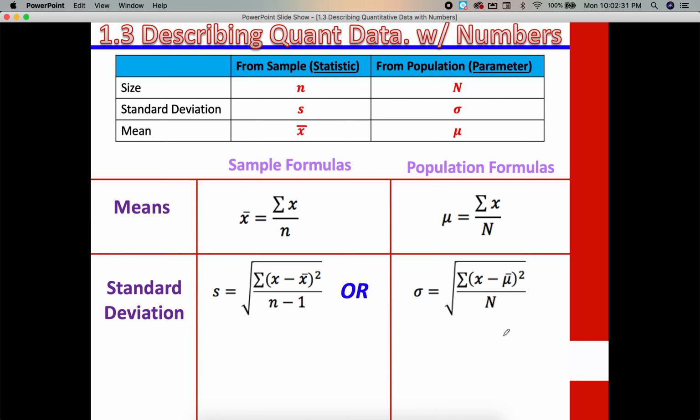Most of the time, like I said, our calculator is going to be calculating these things, and it's definitely going to take into account the n minus 1 versus the n, basically whether it's an s or a sigma, but that's not something that you have to worry about.